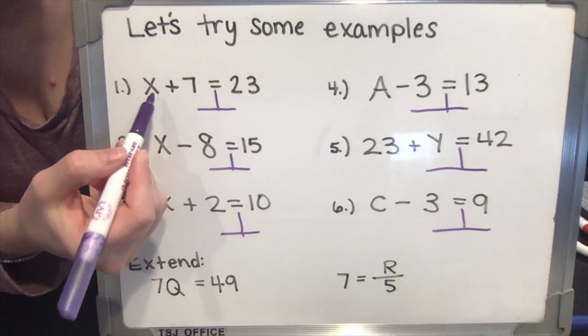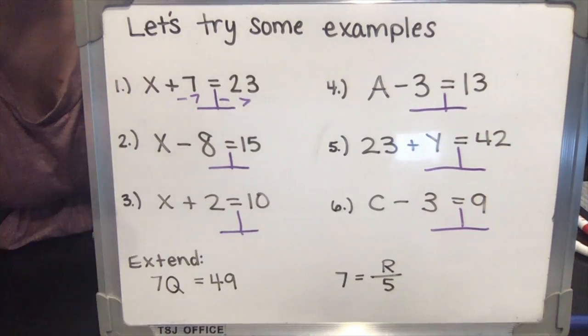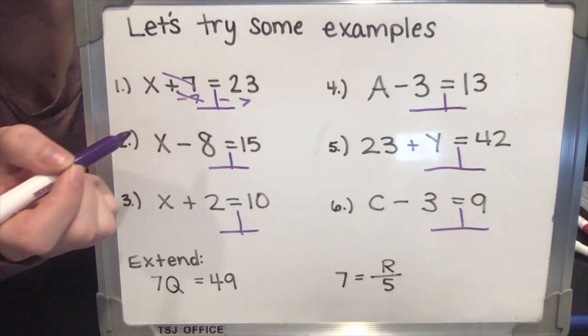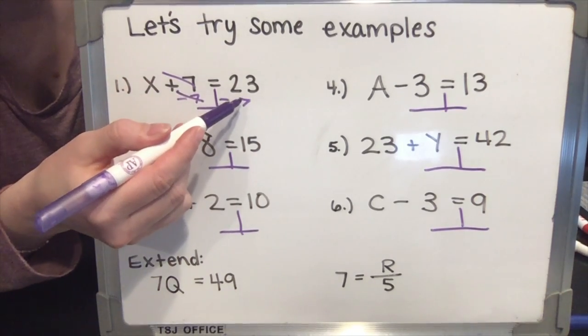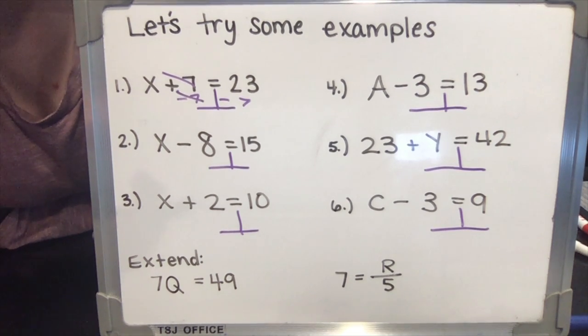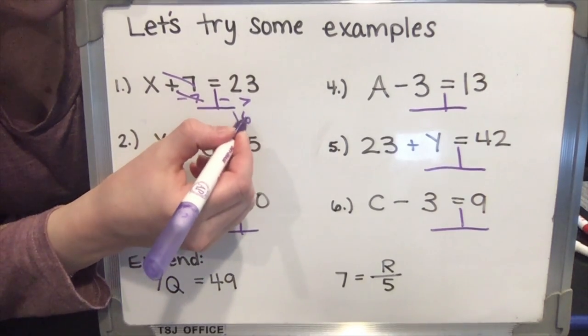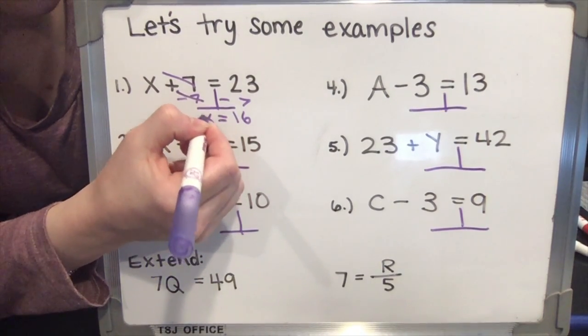So over here I see x plus 7. The inverse is minus 7, and I'm going to do that to both sides. The 7s cancel out. 23 minus 7, you can either do it the traditional way and regroup, or I'm just going to put 23 in my head, count down 7, and my answer is 16 equals x.